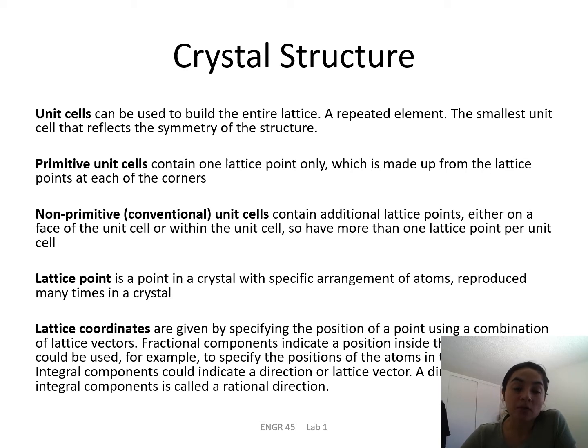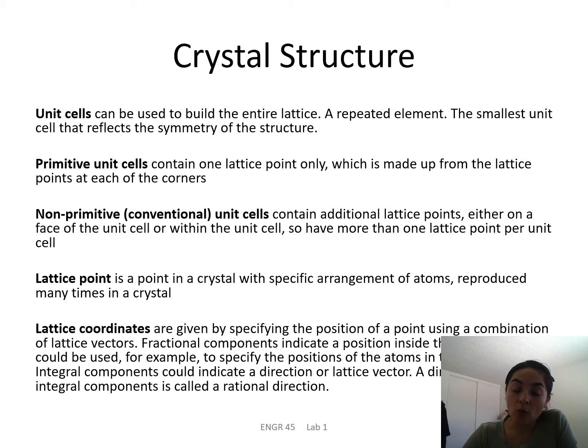Now there are different types of unit cells. Primitive unit cells for some structures can tell you the symmetry of the structure, but often they just contain one lattice point, and they are made up from the lattice points at each of the corners. Now, primitive cells usually are the unit cell for simple cubic.